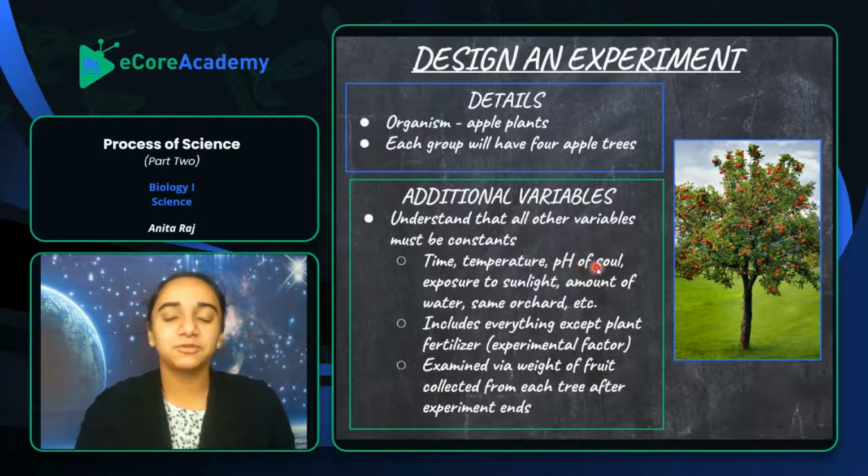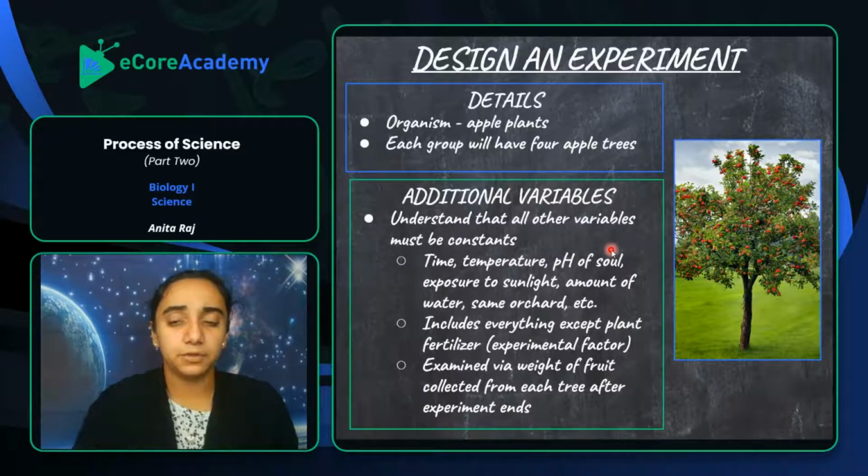So you want to maintain the same pH, because the acidity or alkalinity of the soil can also impact the health of the tree. And you wouldn't know if the health of the tree was compromised because of either the amount of plant fertilizer or the pH of the soil. So that becomes unclear. Exposure to sunlight.